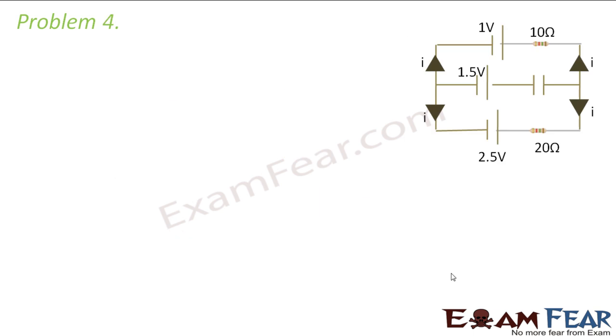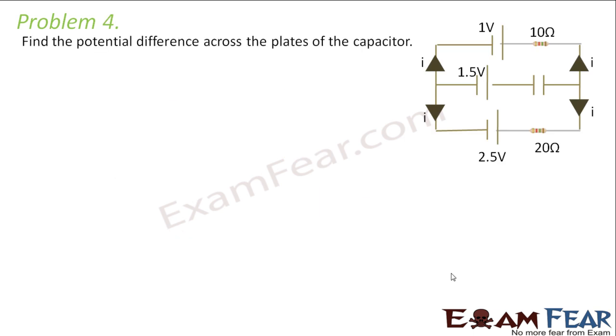Let us look at another problem. It asks us to calculate the potential difference across the plates of the capacitor. If you look at this circuit, you have three cells of EMF 1 volt, 1.5 volt and 2.5 volts, two resistors of 10 ohms and 20 ohms, and one capacitor. So we have to calculate the potential difference between the plates of the capacitor. So how do we do this?